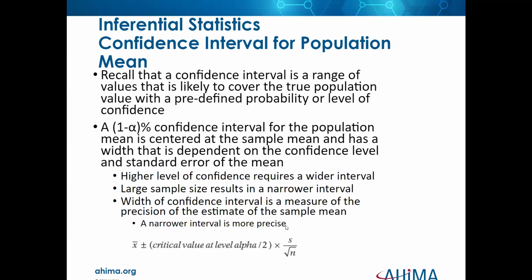You would think that a larger sample size has a wider interval, but actually the larger sample size is going to result in a narrower interval. And the width of the confidence interval is a measure of the precision of the estimate of the sample mean. So a narrower interval is more precise.